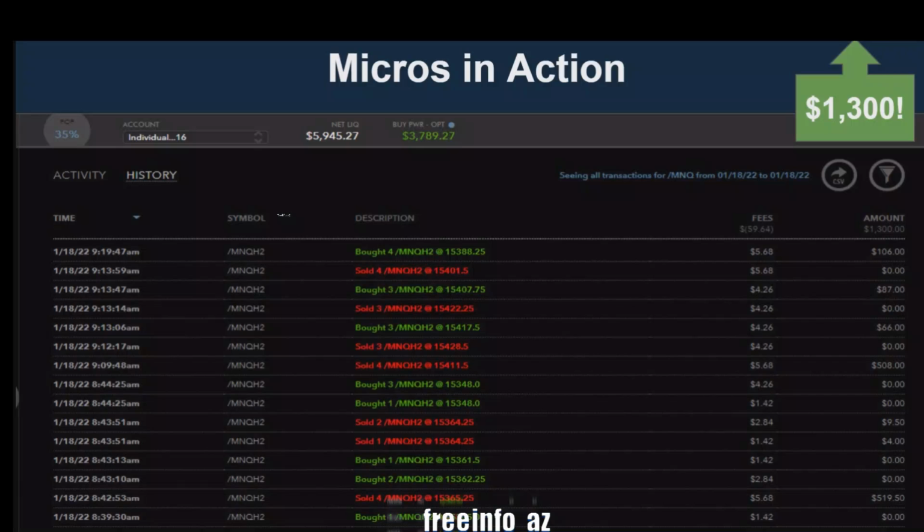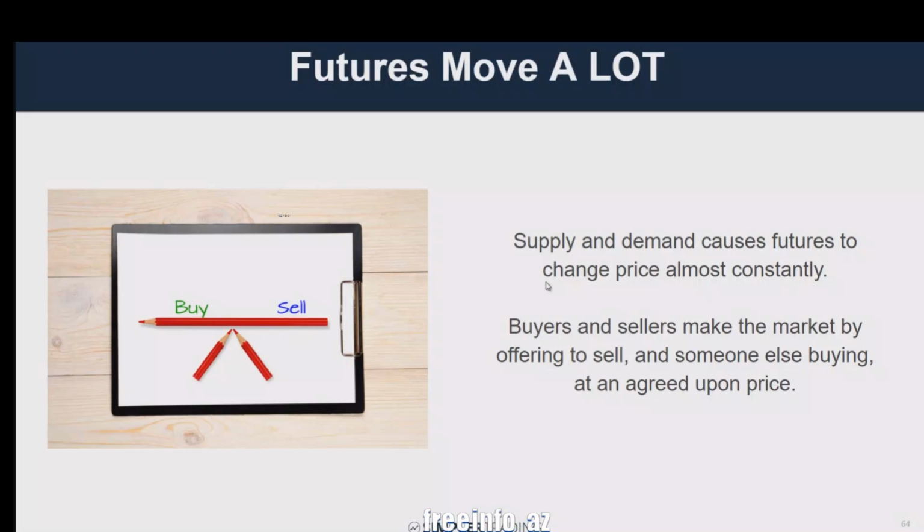You don't necessarily have to, but the other thing too is none of the trades in this example have parentheses around them. So I had consistent winners. Not only am I profitable, but I'm consistent. And that's important, right? Successful futures trading comes down to discipline and knowing where you stand in the environment. You're not trading too much, you're not over-positioning. You need to understand that futures move a lot. Supply and demand causes futures to change price almost constantly, right?